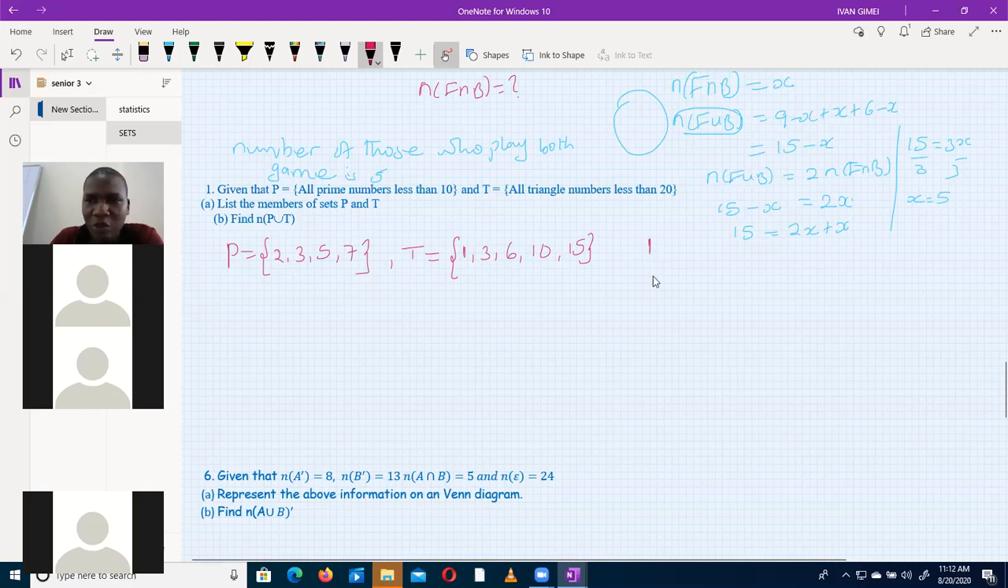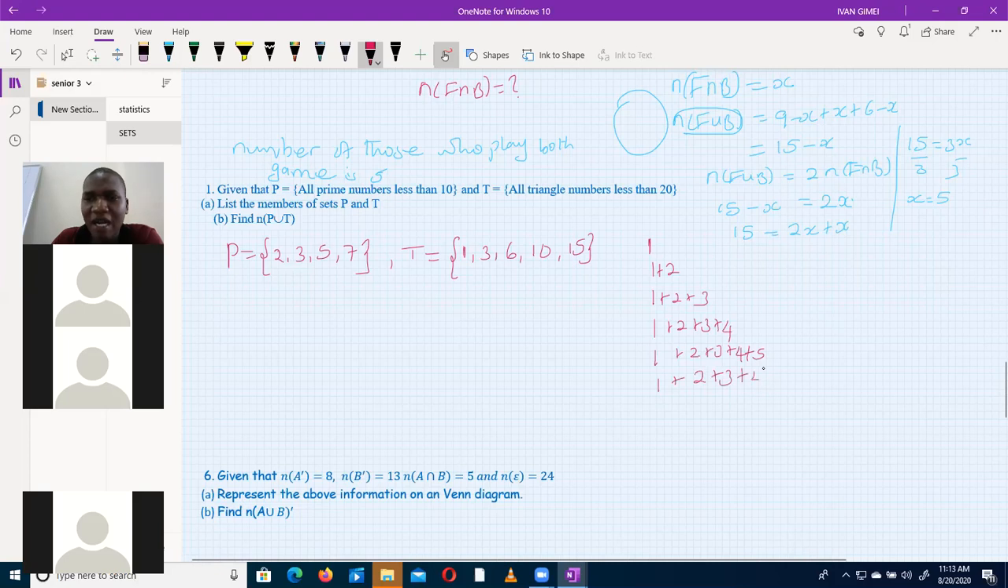Then the second one is 1 plus 2. The other one will be 1 plus 2 plus 3. Another one will be 1 plus 2 plus 3 plus 4. Another one, 1 plus 2 plus 3 plus 4 plus 5. That's how we generate triangular numbers.